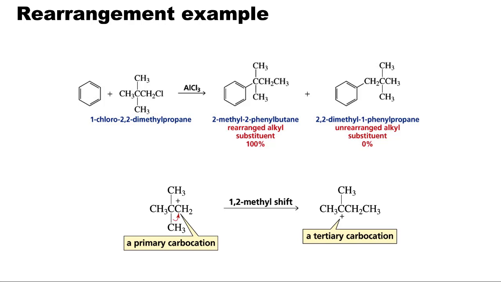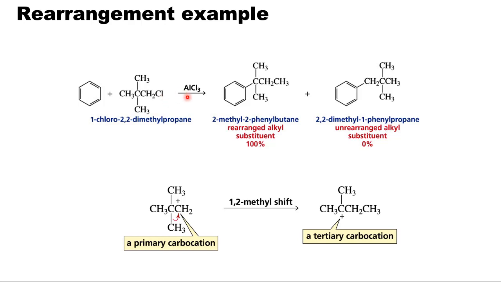There are several other rearrangement examples. So you'll notice that if you use 1-chloro-2,2-dimethylpropane, right? This is also known as neopentyl chloride, because it's 5 carbons.